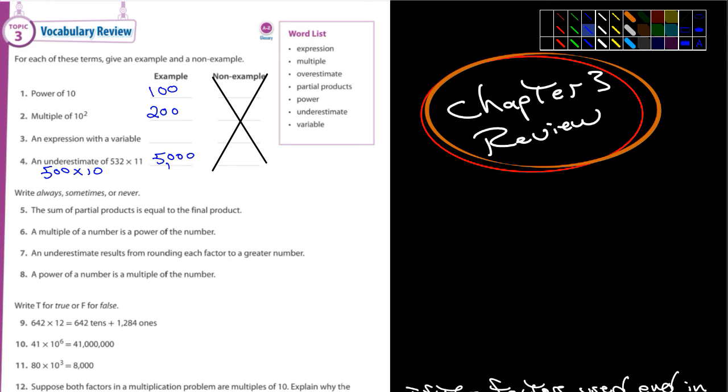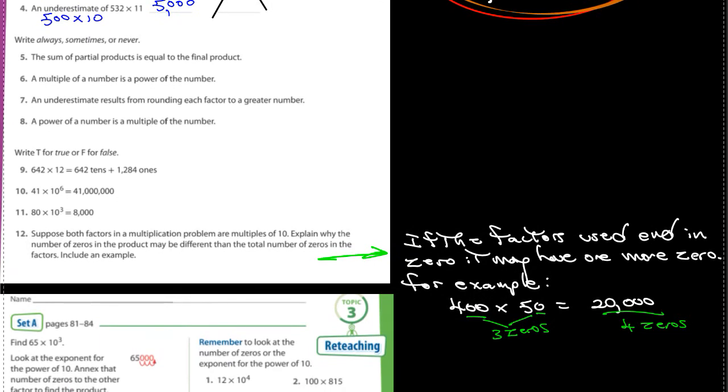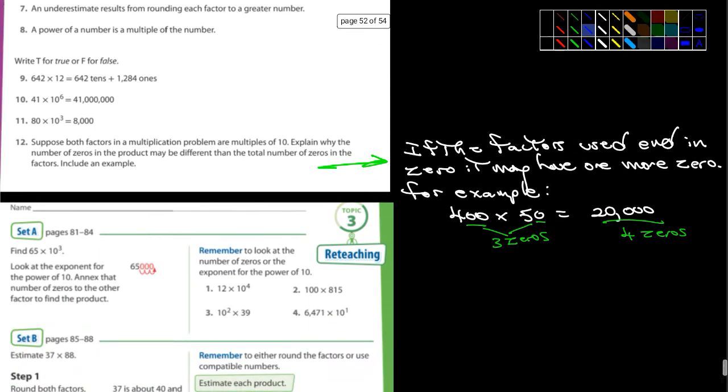All right. So 5, 6, 7, and 8, always, sometimes, or never. Then we have 9, 10, and 11, either true or false. And then 12, I answered that for you, and I'll read it a couple times here. It's right over here on the right side of the screen.